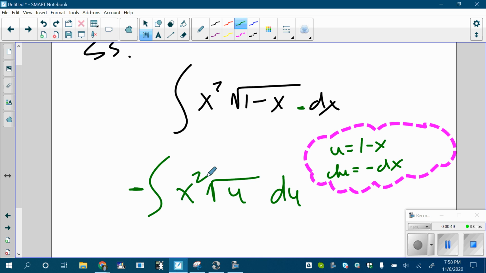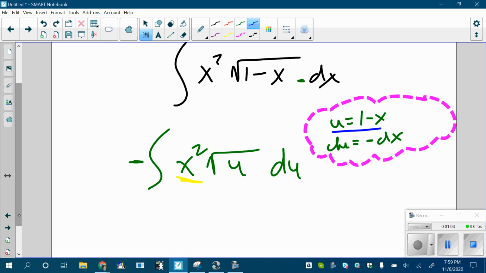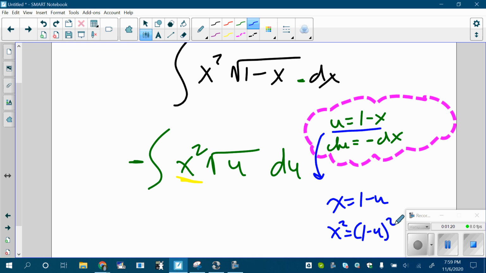You got this annoying x squared out there. This x squared is messing up the situation. You want that to be in terms of u. If you look at your choice of u, you can express x squared in terms of u relatively easily, doing some algebra. Watch this. Add the x over, subtract the u over, square it. X squared equals 1 minus u, quantity squared.